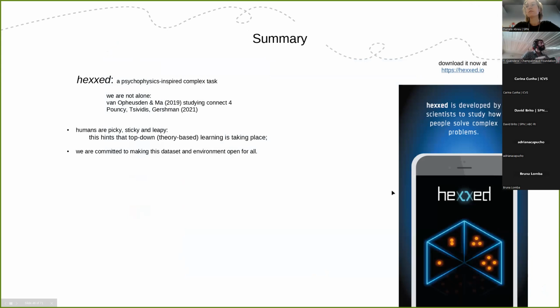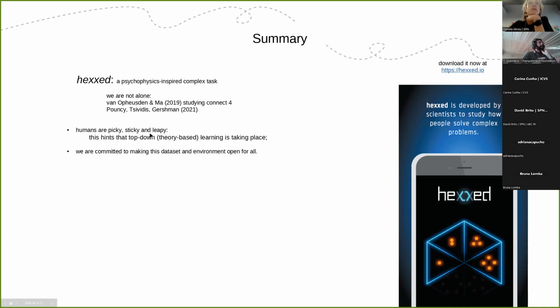So with that said, to summarize, I introduced you today a task that is inspired by psychophysics and that hopefully allows us to manipulate and leverage the tools of psychophysics to study very complex problems. We are not alone, of course. The group of Weijima, for example, is studying the task of Connect 4, the game of Connect 4. And the group of Gershman is using, for example, proficient and experts at solving Rubik's cubes to try and address the problem in a similar way we are.